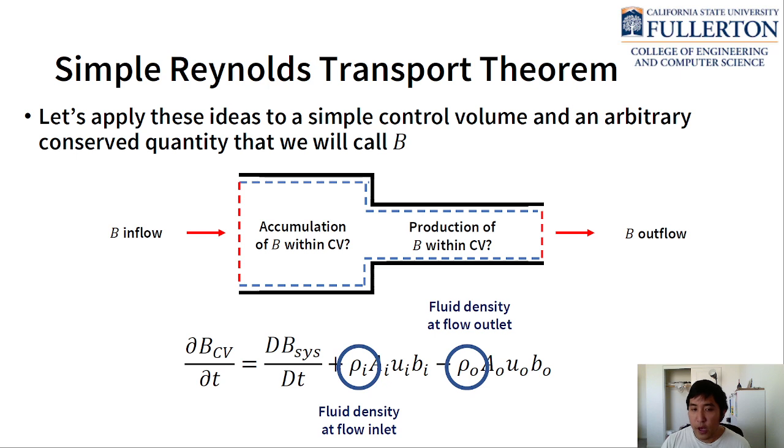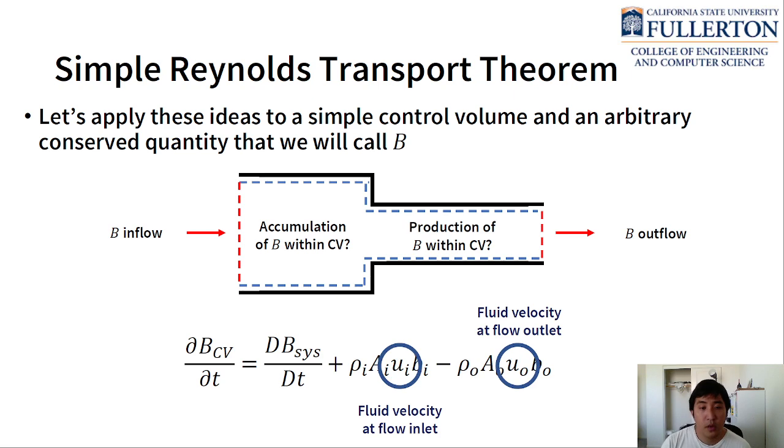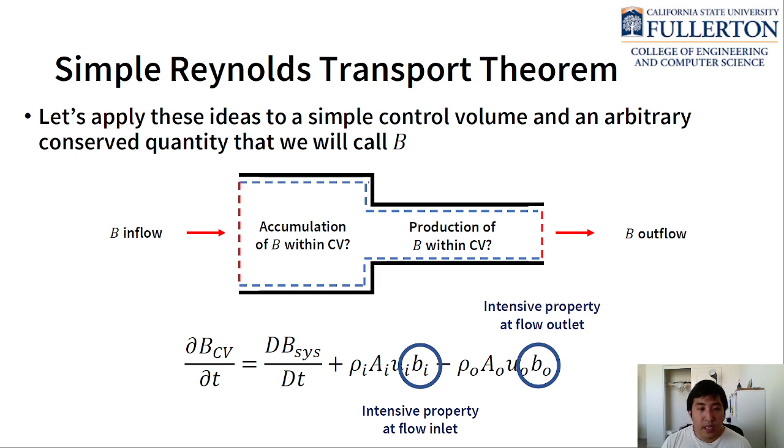Now let's look at the inflow-outflow terms. There's a multiplication of quite a few terms. This rho here is the flow density. This A here is the cross-sectional area of the inflow and the outflow. U here I'm using to represent the fluid velocity. And little b here is the property that we're trying to conserve, but it's the intensive version. That means it's big B divided by mass, essentially. Put all together, that is our Reynolds Transport Theorem.